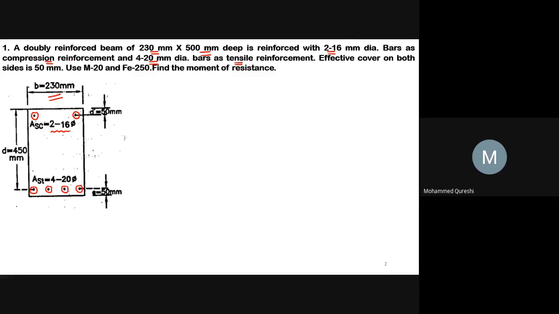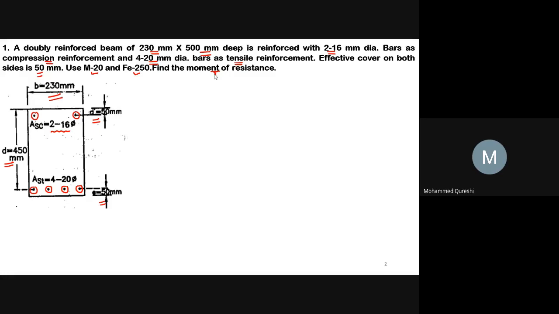Then effective cover on both sides is 50 mm. That is d dash is 50 mm, and effective cover is 50 mm in the tension zone. So the overall depth is given as 500 mm, and our effective depth will be 500 minus effective cover 50, that is 450 mm. Using M20 concrete and Fe250 grade of steel, we have to find the moment of resistance Mu.